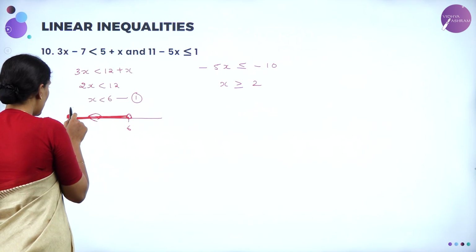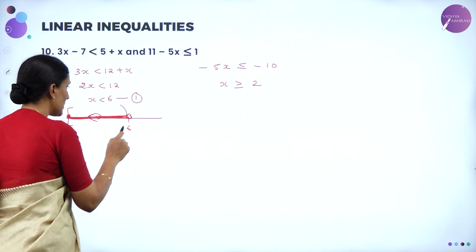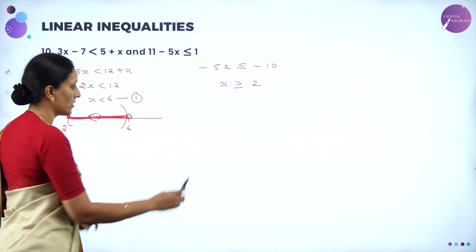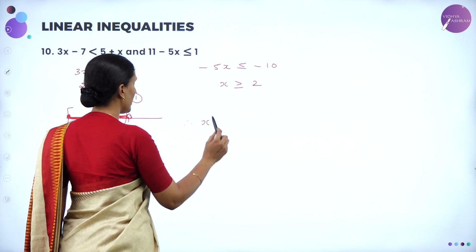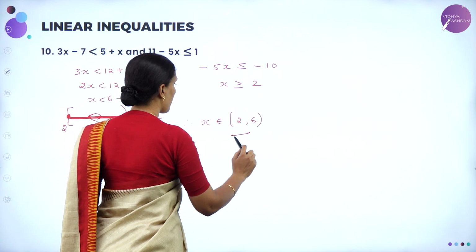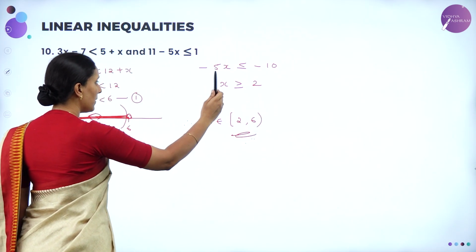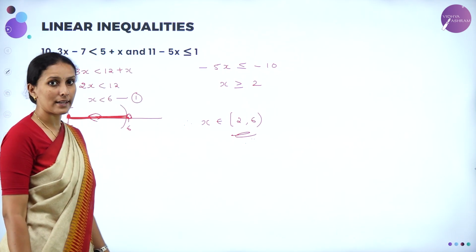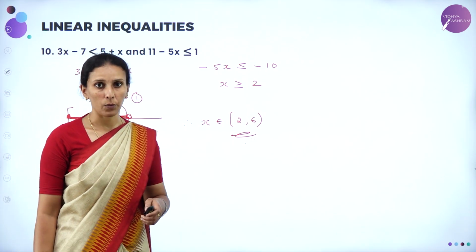Obviously, my solution set lies from 2 to 6, which includes 2 but does not include 6. So therefore, the solution set here is x belongs to [2, 6). So that means all the numbers which are greater than or equal to 2 and less than 6 will act as a solution for both the inequations.